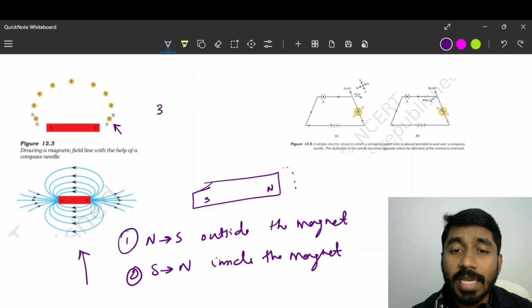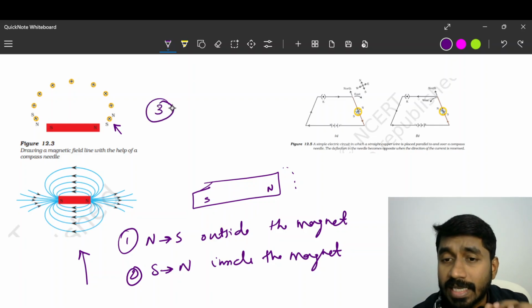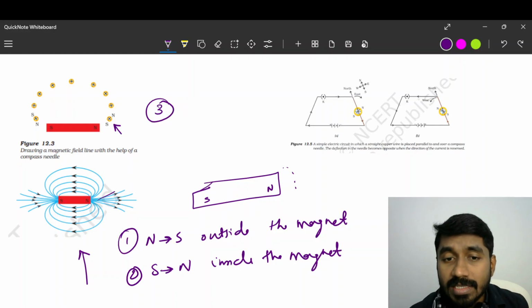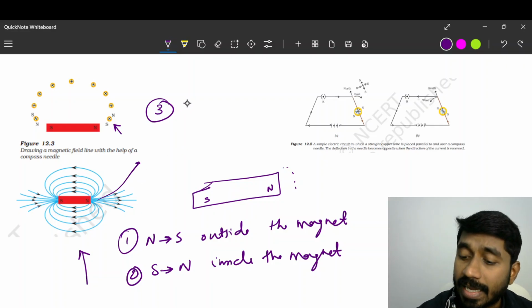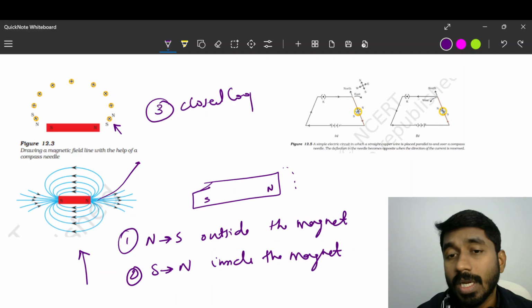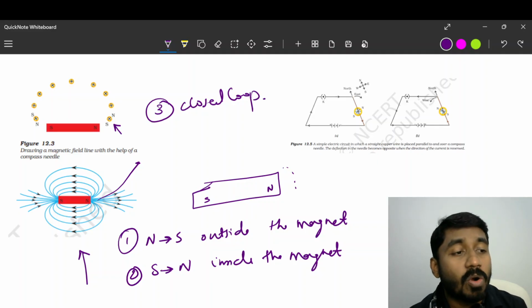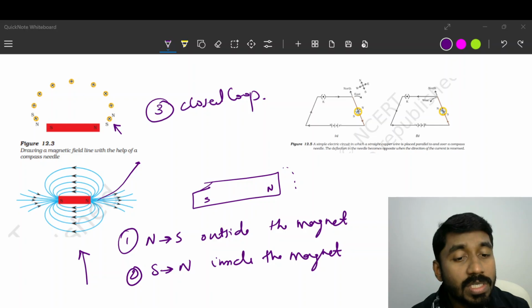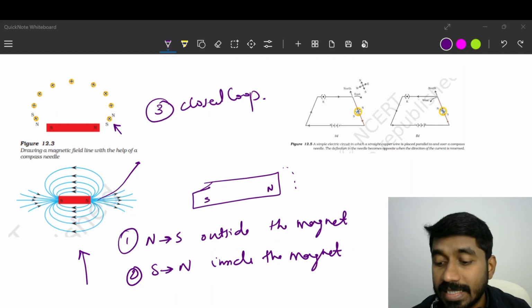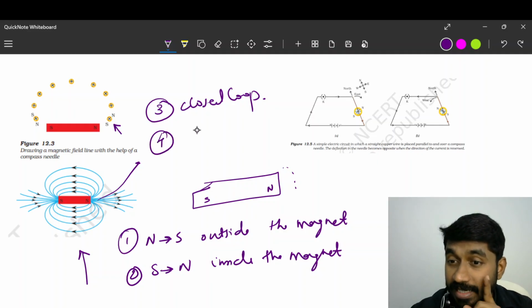The next point about the magnetic field is that it will always form a closed loop. When it starts from here, it will not end at any point. Magnetic field lines always form a closed loop. Then what is the next point? The magnetic field lines never intersect each other.